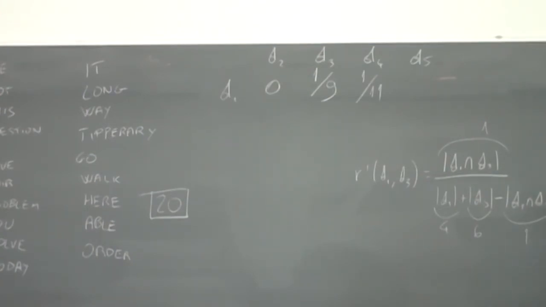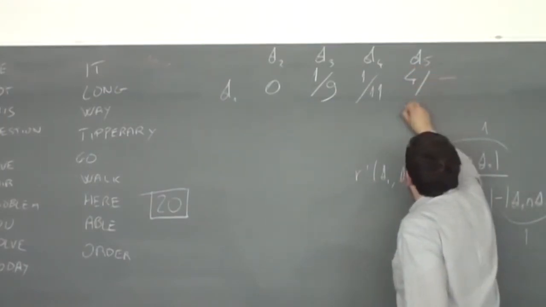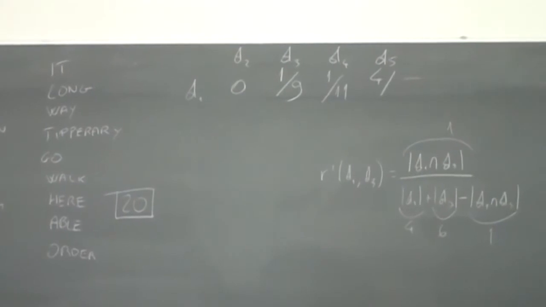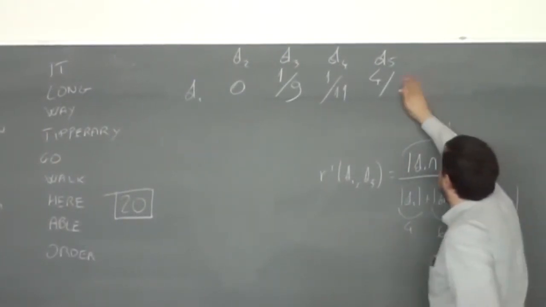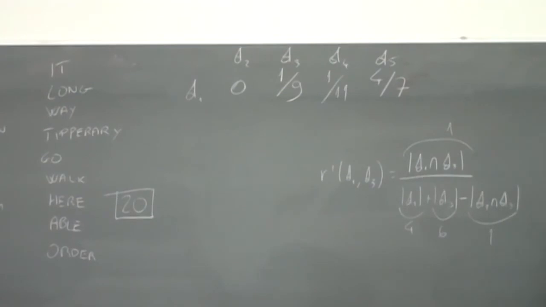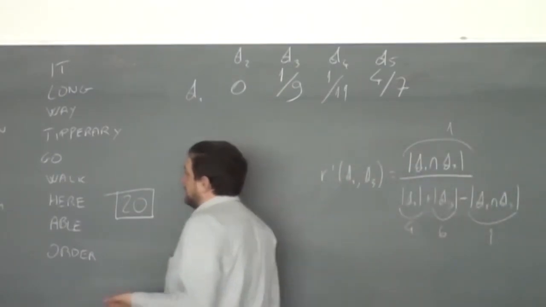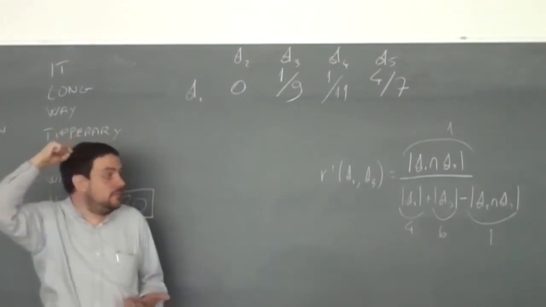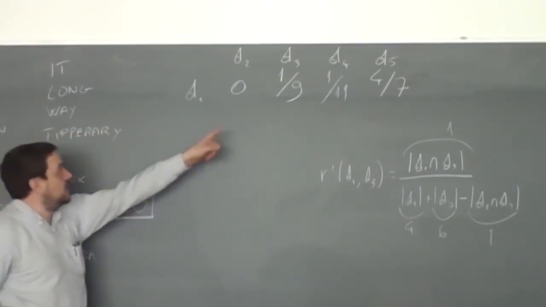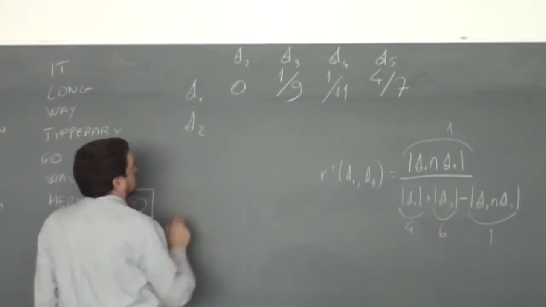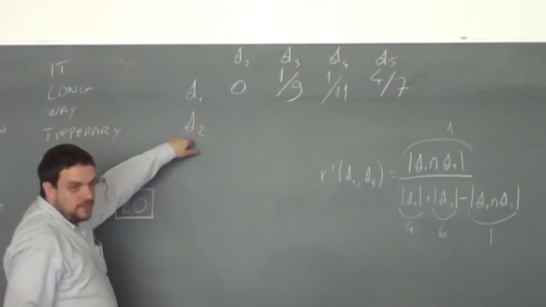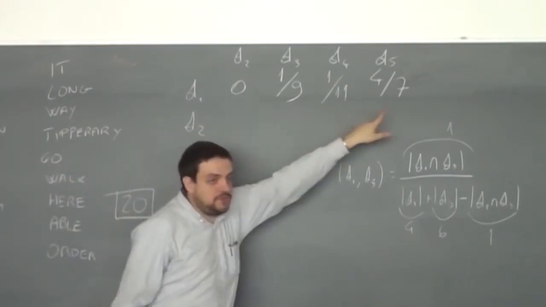In this case, the intersection is 4, and the union is 7. Actually, the union of D1 and D5 is exactly D5, so D1 is a subset. Okay, we have done more or less half of the work now, because, of course, the Jaccard coefficient is symmetric, so we don't need to recompute the coefficient between D2 and D1. So we only need to compute the coefficient of D2 with D3, D4, and D5.